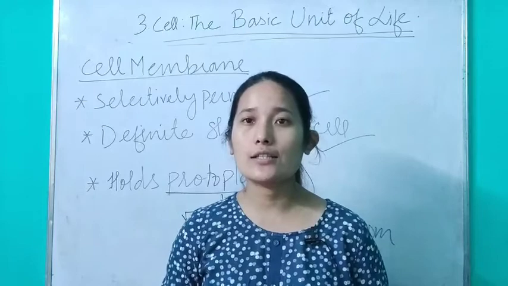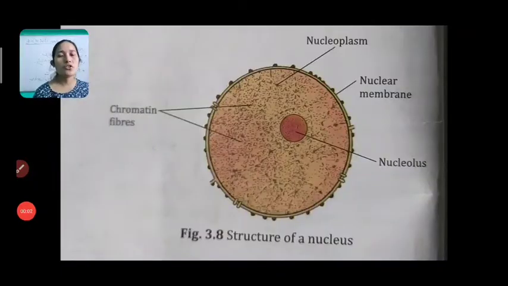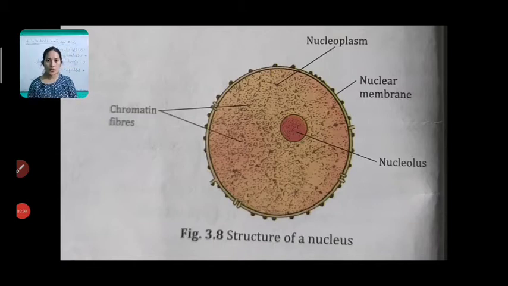Now next, let us discuss the function of a nucleus. This given structure is a structure of a nucleus. Nucleus is also termed the brain of a cell. Just like the brain in a human controls all the other activities, similarly the nucleus is the control center of the cell. Now first let us go through the structural parts of a nucleus.